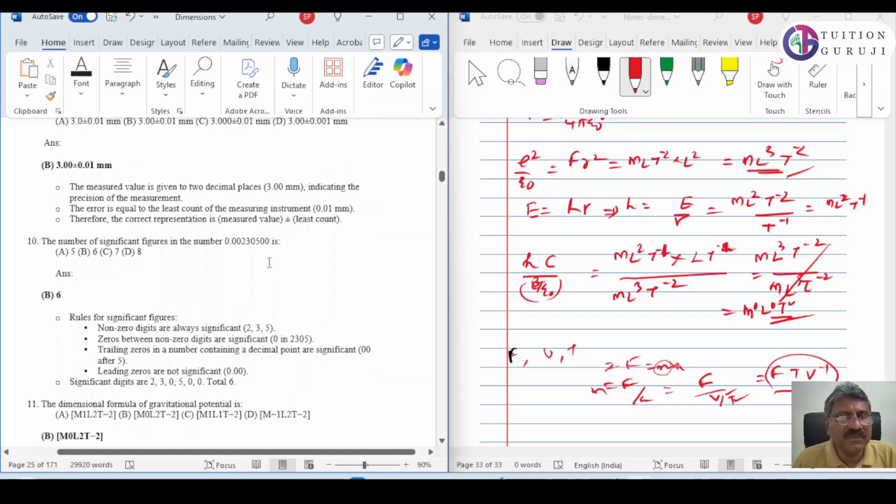Now the number of significant figures in the number 0.00230500 is 1, 2, 3, 4, 5, 6. It will be 6 because the 2 leading zeros are insignificant, so we will not consider them.